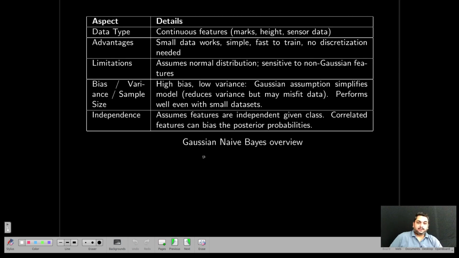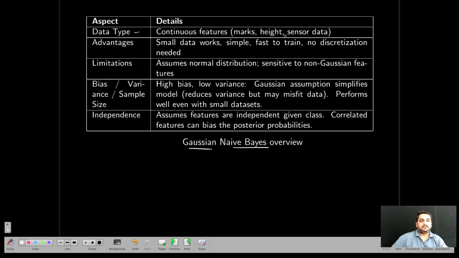We'll come to that estimation later in the next slide, but let us understand how it helps and what its limitations are. For Gaussian Naive Bayes, what is the data type you use it for? Think of where the normal distribution is applied. The normal distribution is basically applied when the data is continuous. So it helps us to estimate the probability density function for continuous data, for example, marks, height, sensor data and all.